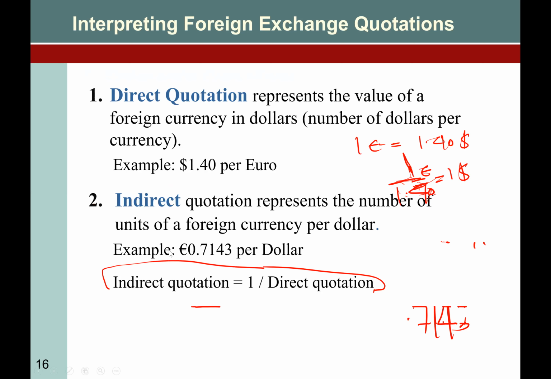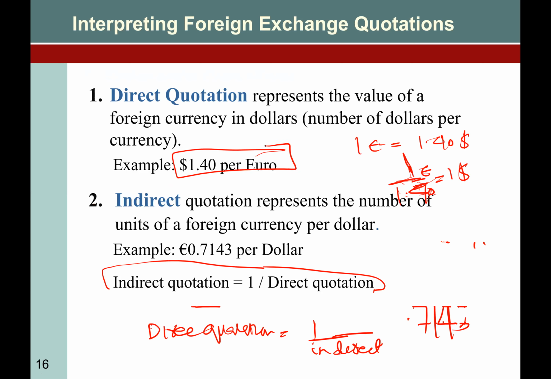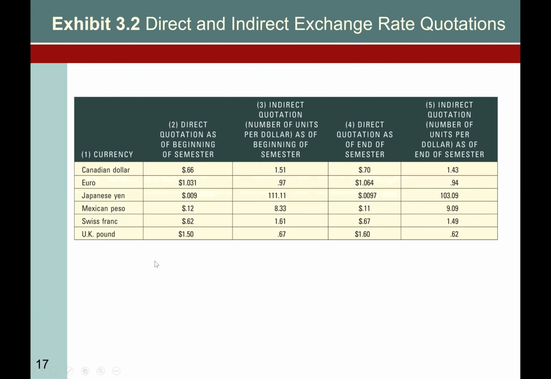So it means these are interchangeable, or direct quotation is equal to 1 over indirect, right guys? So don't get confused. If you know one quotation, you can convert it into the other quotation as well. So here we have direct and indirect quotations of different currencies. You tell me what is direct and what is indirect. Just forget about this.